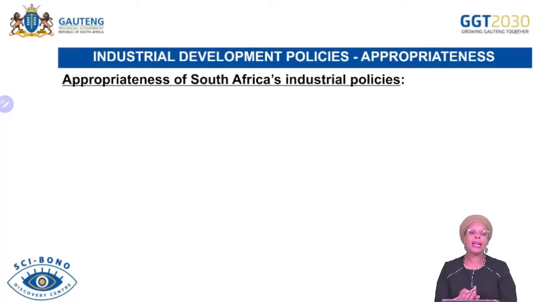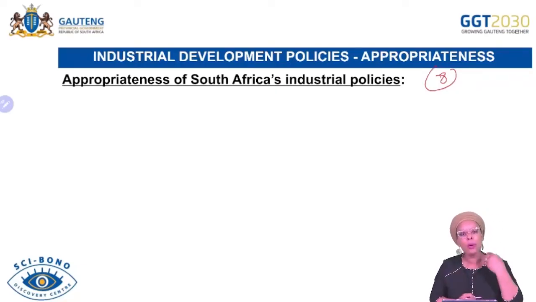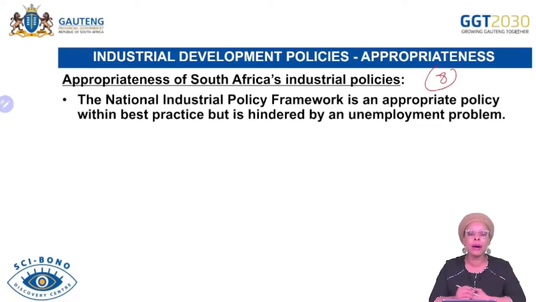We're moving to another subtopic, which is appropriateness of South Africa's industrial policy. With this type of subtopic, for 8 marks, you can come across a higher order question, a question of a higher cognitive level, where you are asked to evaluate the appropriateness of South Africa's industrial development policies. You must be able to criticize and even support whatever statement you make. So this is going to be linked with our previous lesson.